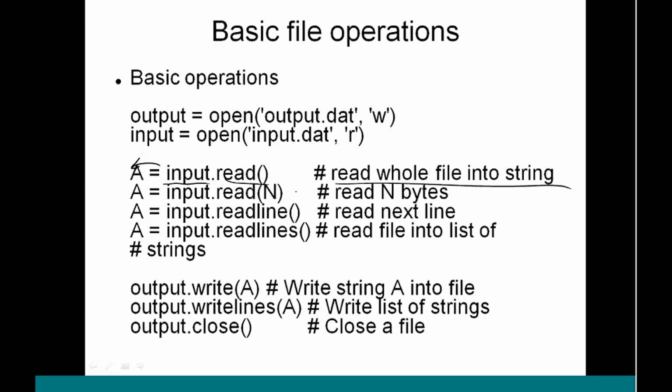And then we can also read by number of bytes, that is read n. The n specifies the number of bytes, so it reads so many bytes from the file and keeps it. And readline is to read the next line, and we can also specify readlines to read the file into a list of strings.